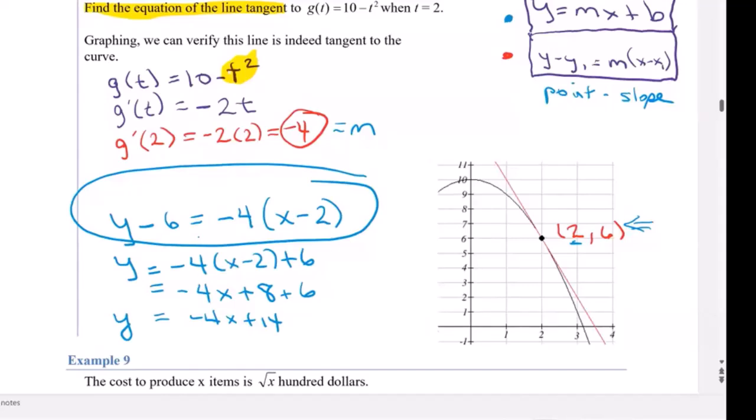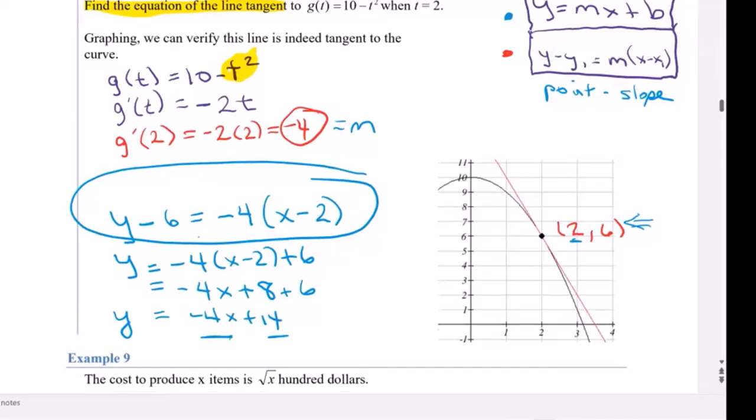So this red line actually has a y-intercept of 14 and a slope still of negative 4. That's not changing. So you could use the point-slope form to change into slope-intercept if you wanted.